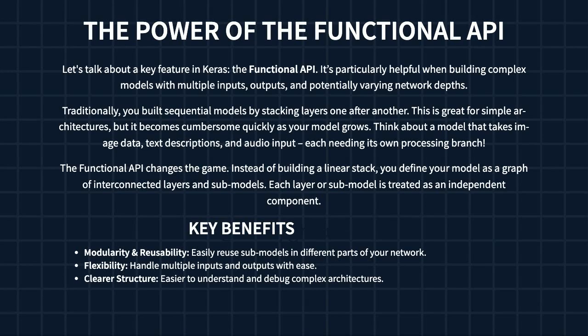It's all about handling complexity when you're building models that aren't just a simple sequence of layers. Imagine you're working with a really sophisticated model, maybe one that combines image recognition with natural language processing. The traditional sequential approach can get messy fast. The functional API lets you build your model as a flexible graph, making it much easier to manage multiple inputs and outputs, reuse components, and generally keep things organized when your architecture gets more elaborate.